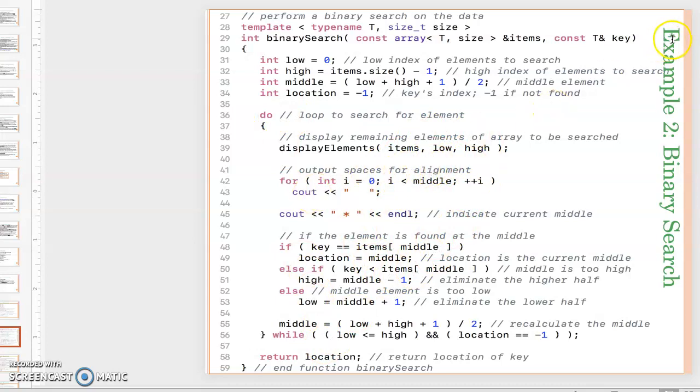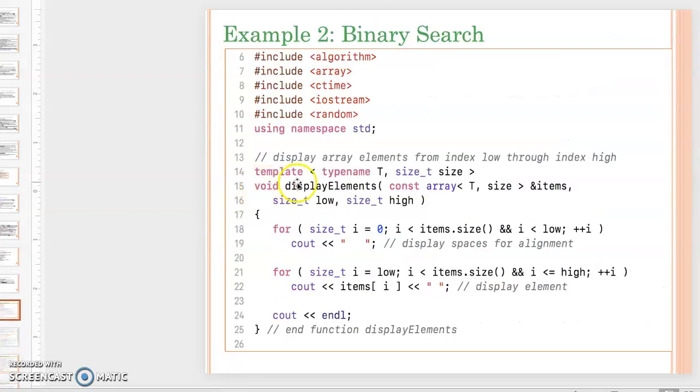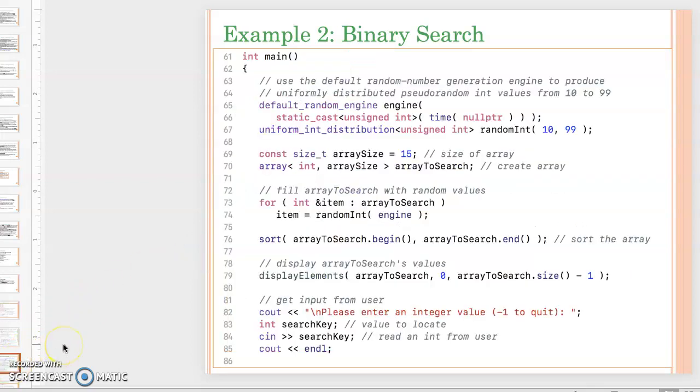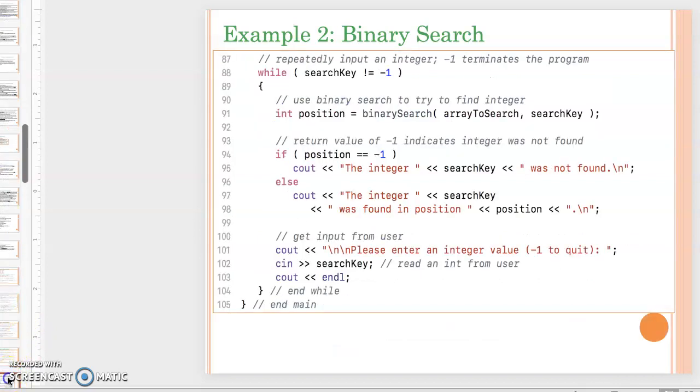So I want you to download example 2 for the binary search example. The good thing about this example is that not only did we change our binary search function to become a template function, but when you run this program, we also have another display element function. It can show you every time you do the binary search how you move the index. You can run this program. Here I give you the sample output.